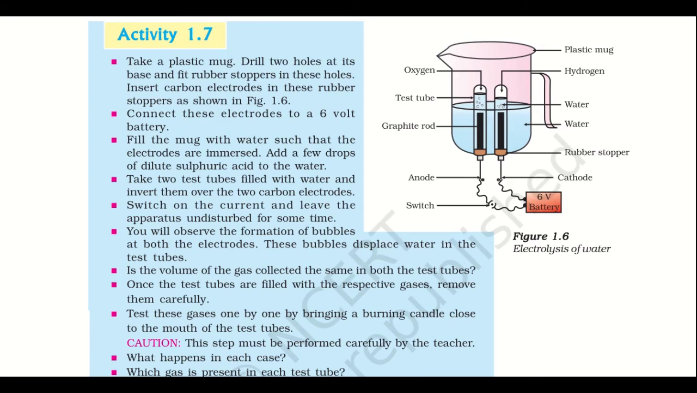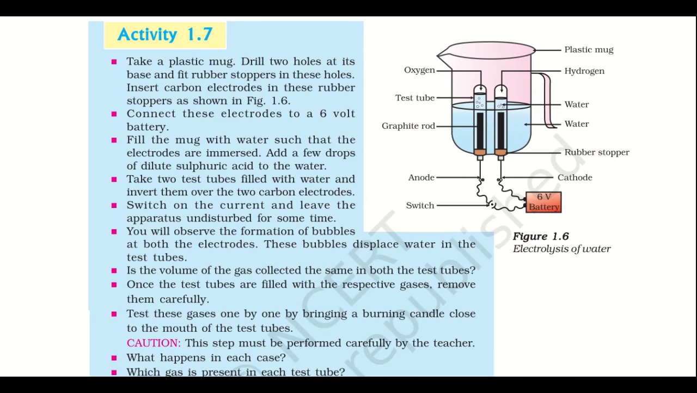Let's first read the activity and understand it better. Take a plastic mug, drill two holes at its base and fit rubber stoppers in these holes. Insert carbon electrodes in these rubber stoppers as shown in figure 1.6. Connect these electrodes to a 6-volt battery. Fill the mug with water such that the electrodes are immersed. Add a few drops of dilute sulfuric acid to the water. Take two test tubes filled with water and invert them over the two carbon electrodes.